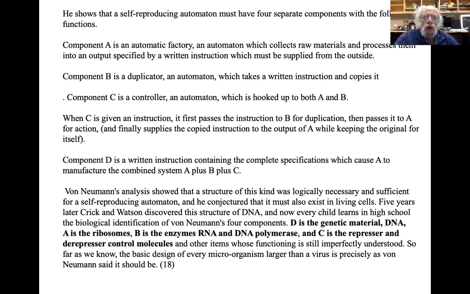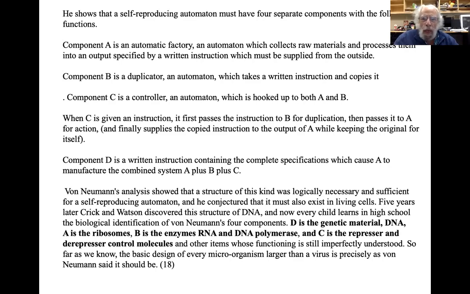And here is what von Neumann said. Von Neumann's analysis showed that a structure of this kind was logically necessary and sufficient for a self-reproducing automaton, and he conjectured it must exist in living cells. 5 years later, Crick and Watson discovered the structure of DNA, and now every child learns in high school the biological identification of von Neumann's 4 components. D is the genetic material, DNA. A is the ribosomes, etc. B is the enzymes, RNA and DNA polymerase, and C is the repressors and derepressors. Okay, so far as we know, the basic design of every microorganism larger than a virus is precisely as von Neumann said it should be.